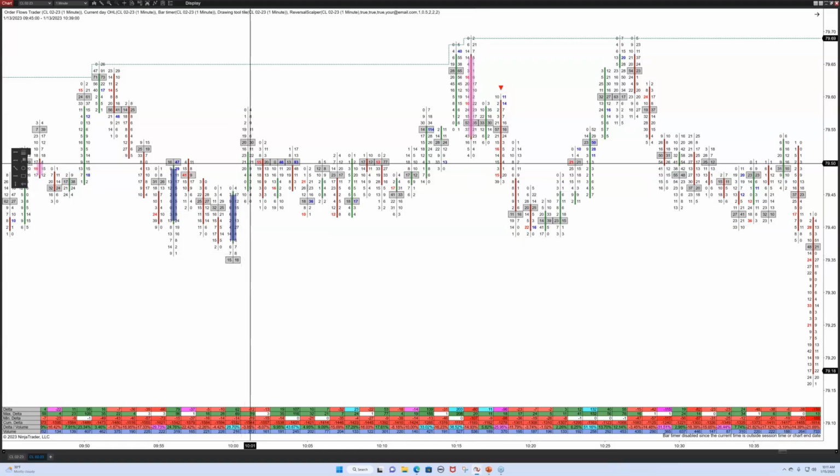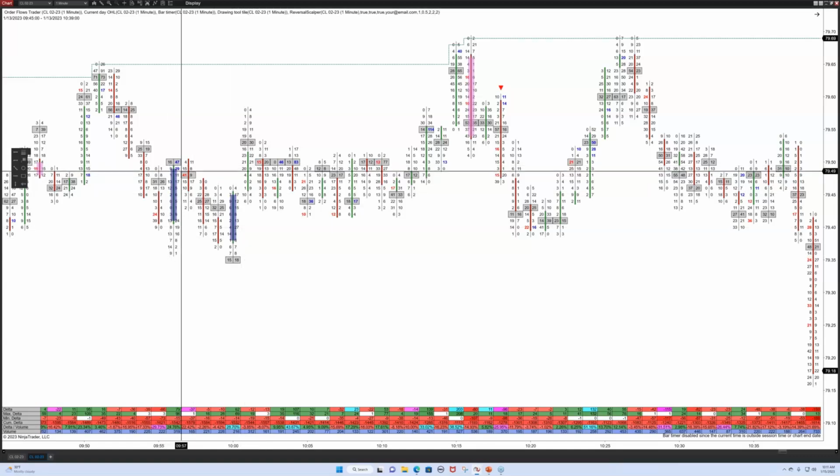And again, this is why we use the trade entry signal, is to keep out of trades like this where it's just not going anywhere.